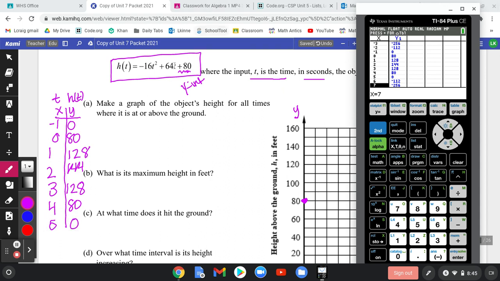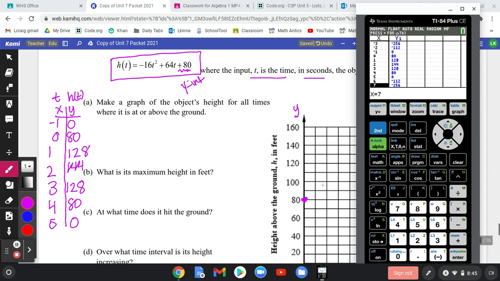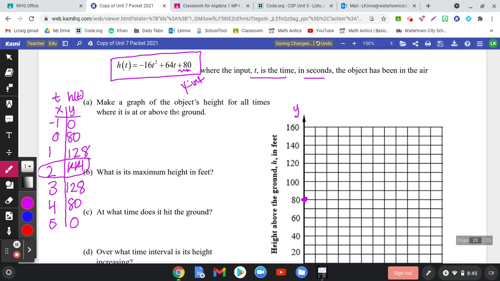All right. So, a couple things I want to point out. Your vertex is right here. I like to circle my vertex. That's going to be the highest point that this object gets in the air.